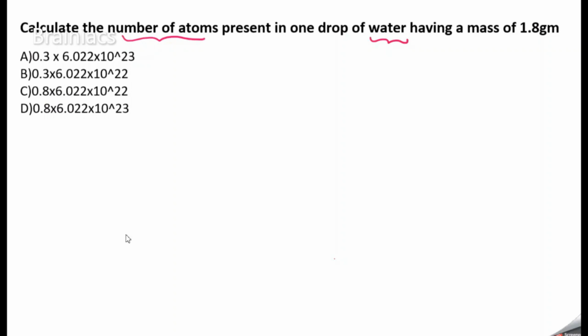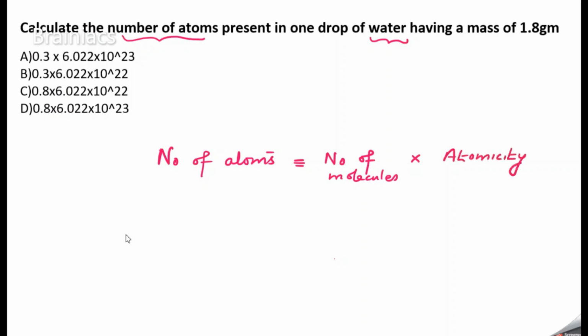So whenever a molecule is given and they are asking you the number of atoms, always the concept is actually what? The number of atoms is equal to, tell me, number of molecules of that substance into atomicity. Correct. So this is the standard way. So what we should find out first, either we can find out atomicity or number of molecules, anything is okay.